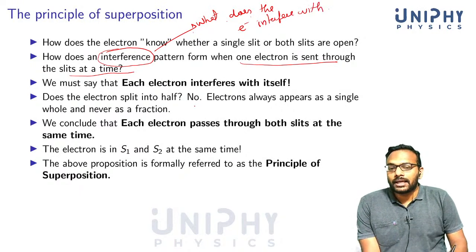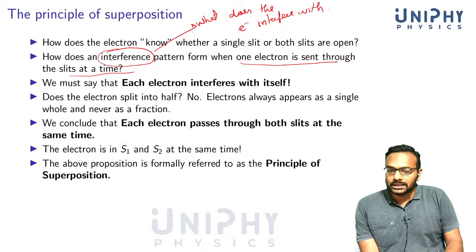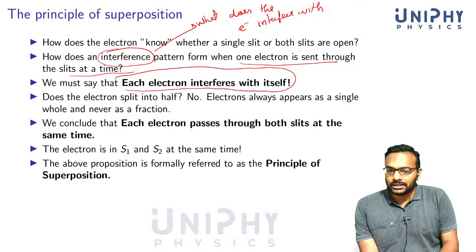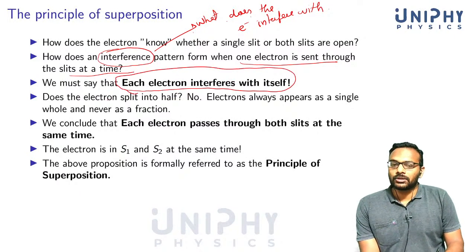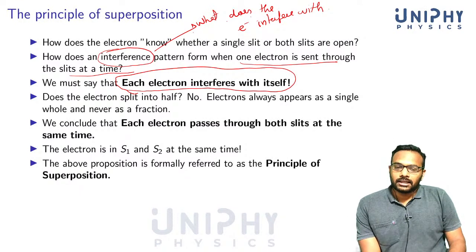Now we play around with so many possible answers that we can think of, and we come to a conclusion that each electron interferes with itself, whatever that means. We have to conclude that each electron actually interferes with itself. There is no other way this can happen. So each electron interferes with itself.